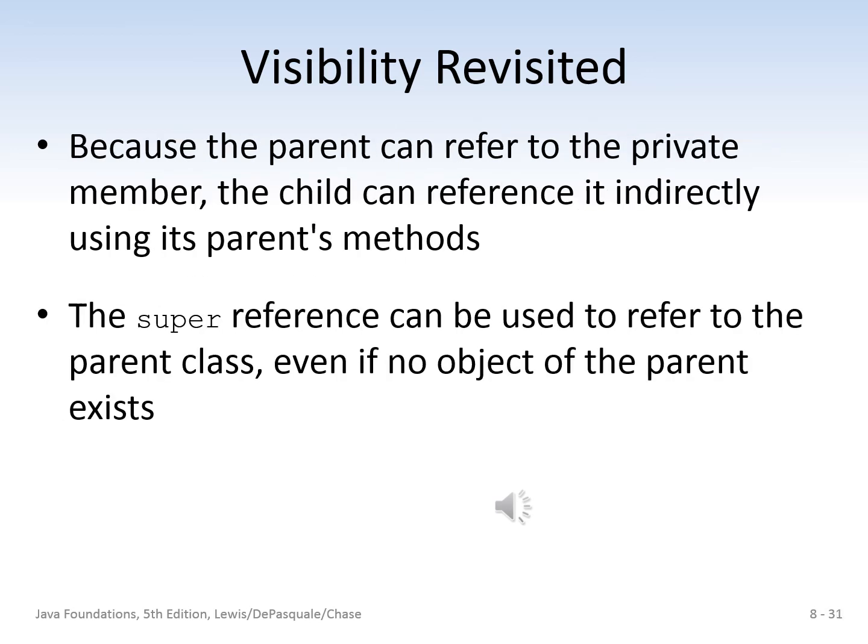So the parent can refer to the private member. The child class must reference it indirectly using the methods inherited from the parent. The super reference can also be used to refer to the parent class, even if no object of the parent class exists.